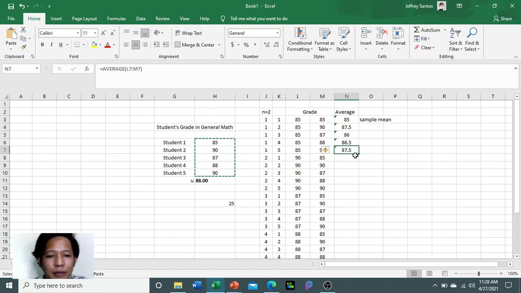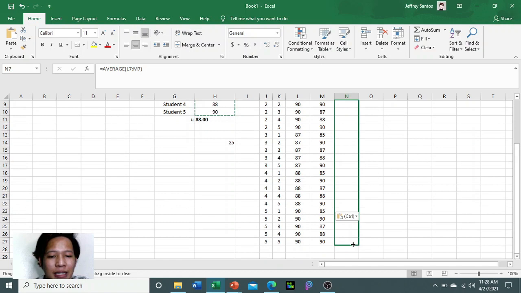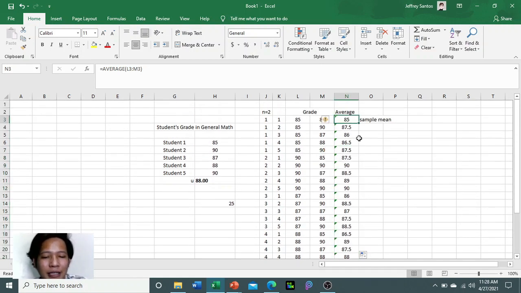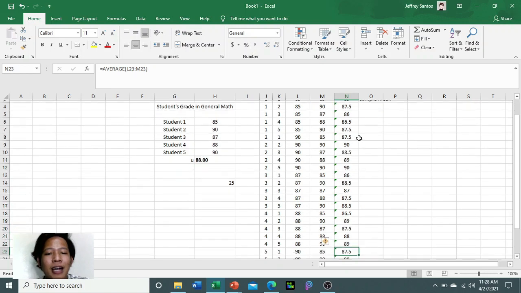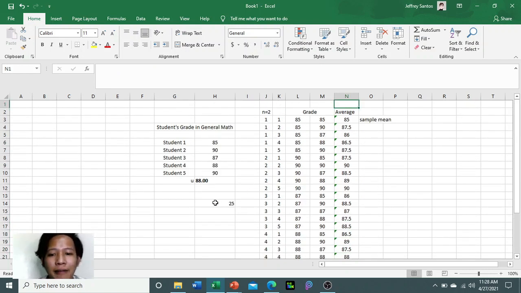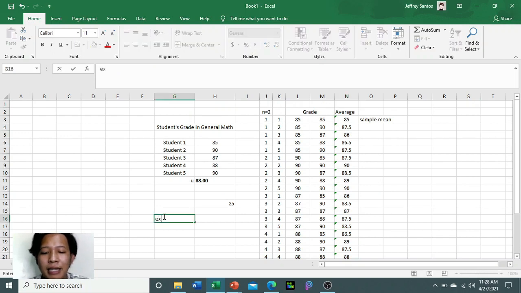Okay, and then we get the average for each sample. There you go. So, kung mapapansin niyo yung mga averages natin, it may exceed, it may not, dun sa ating population mean. Okay? So, paano po natin makukuha yung tinatawag natin na expected value?